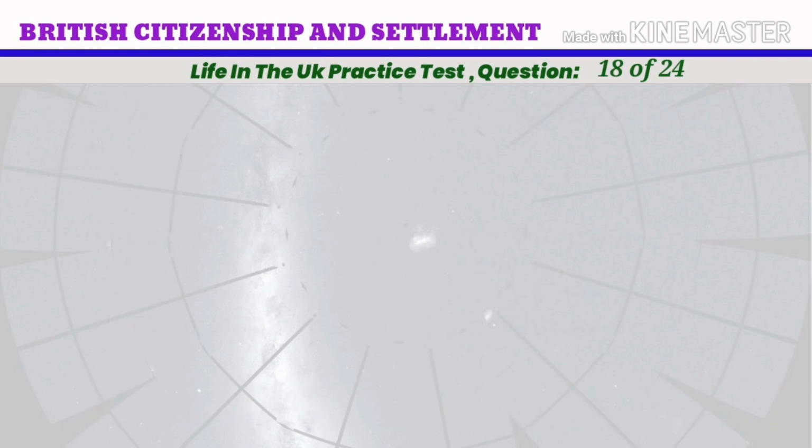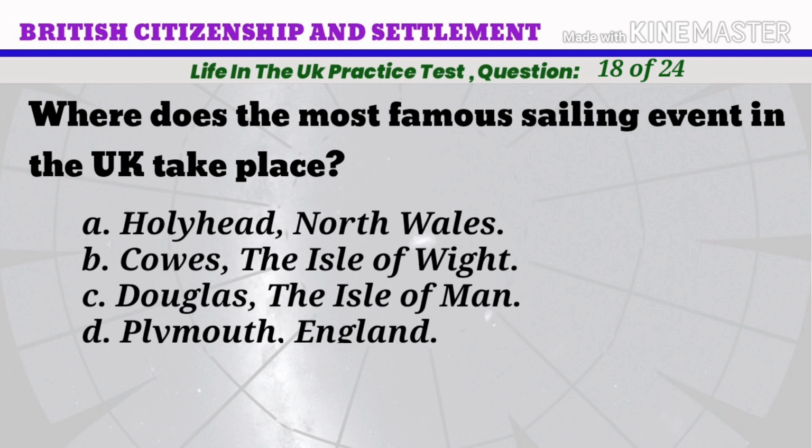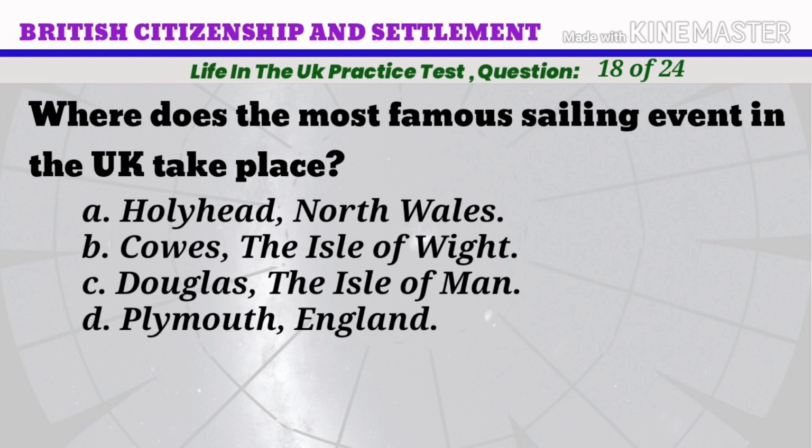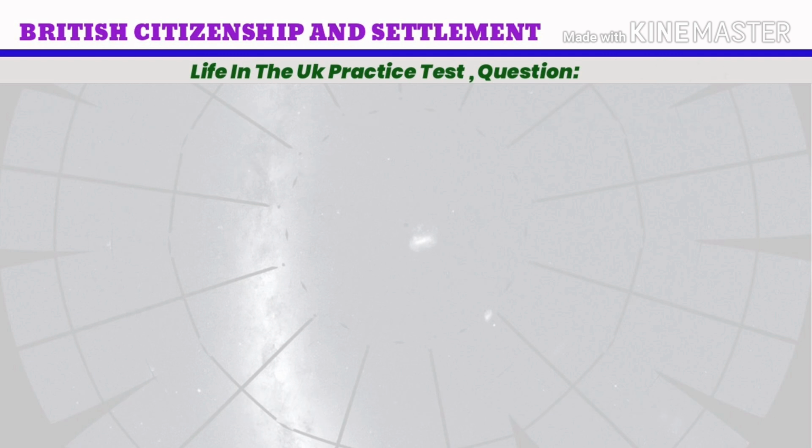Life in the UK practice test question 18 of 24. Where does the most famous sailing event in the UK take place? A. Holyhead, North Wales. B. Cowes, the Isle of Wight. C. Douglas, the Isle of Man. D. Plymouth, England. The correct answer is B. Cowes, the Isle of Wight. The most famous sailing event in the UK takes place at Cowes on the Isle of Wight.